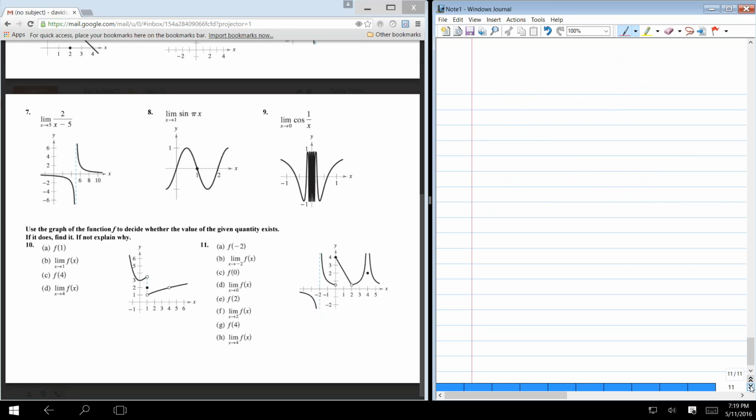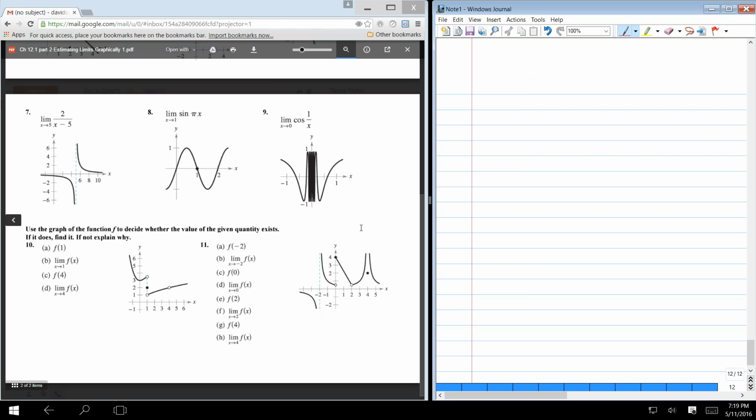In other words, let's take this function here. -1, 1, -1, 1, -1, 1. If I head to infinity, I'm still going to just have a series of -1s and 1s. I'm never going to settle on a particular number. So that limit doesn't exist.